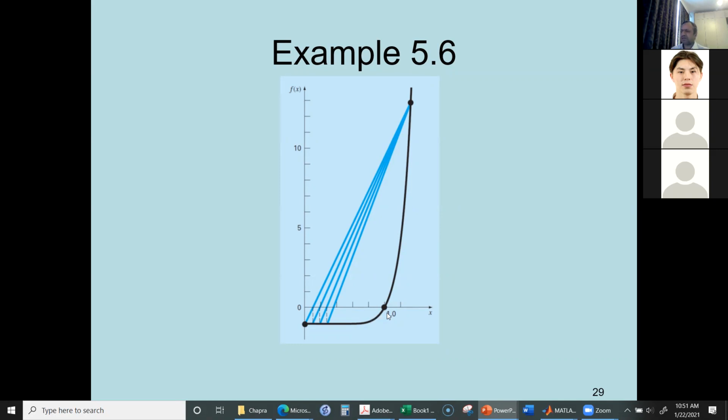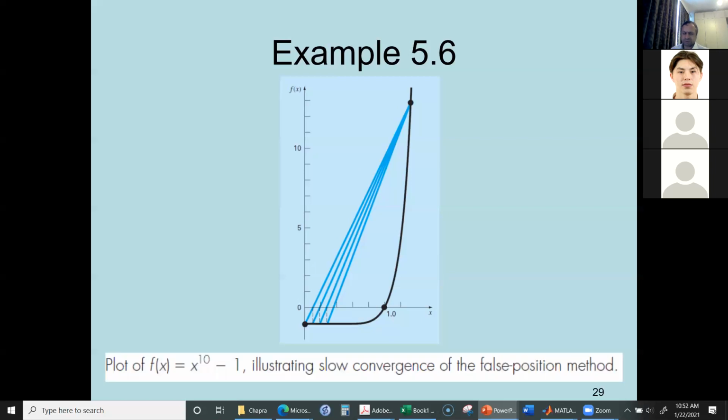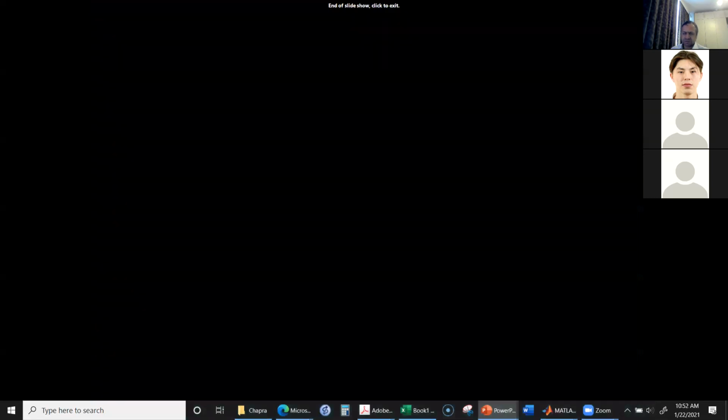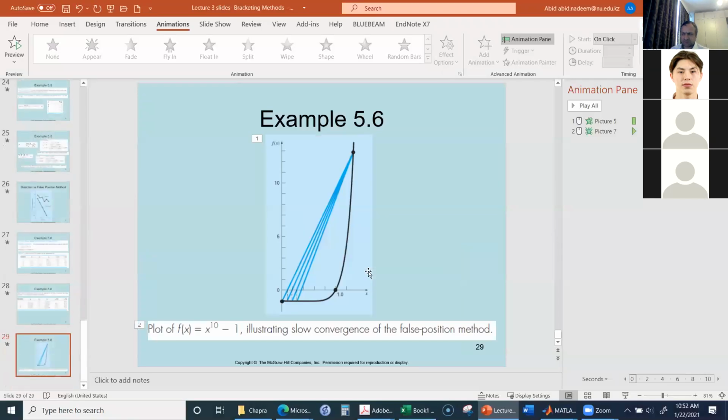So generally, the false position method is faster than the bisection method, but in this case, and in some other cases in which the function does not vary very much near the solution, the false position method may not give you quicker results compared with the bisection method. So the convergence of the false position method in this case is not better than the bisection method. Okay, so that's all for this topic.